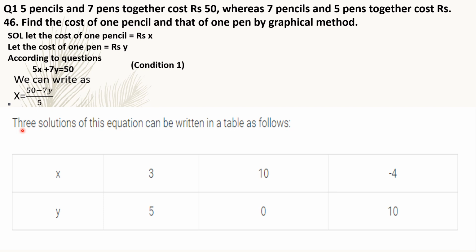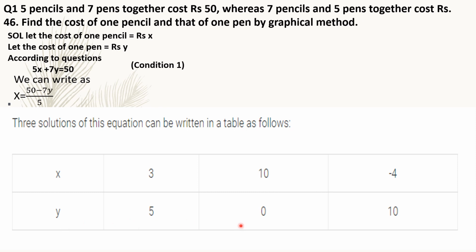Now let us try to find the solution table for this equation. The solution table is in front of us. First of all, when we take y equals 5 and put that value in the equation x equals (50 minus 7y) upon 5, we get x equals 3. If we put y equals 0 in the equation x equals (50 minus 7y) upon 5, on solving we get x equals 10.